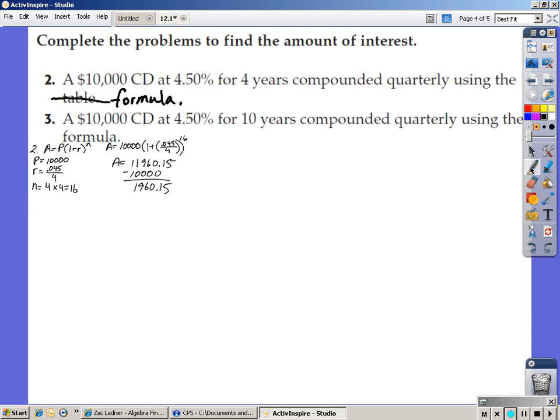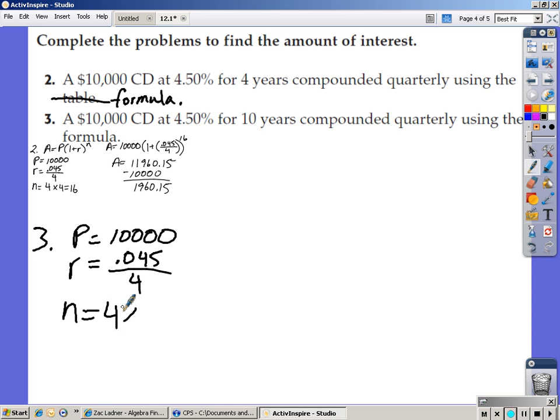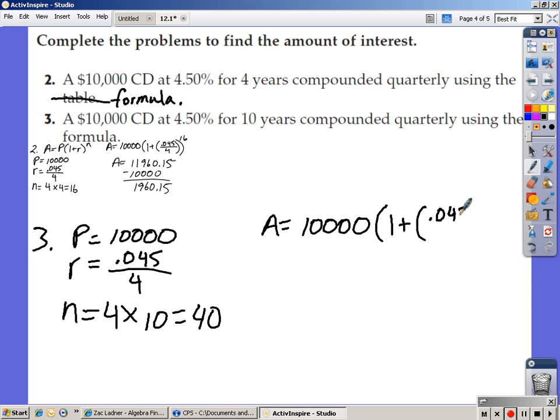All right, let's go ahead and work number 3. Okay, P is 10,000, R is 0.045 divided by 4 again, and N, it's quarterly, so it's 4 times the number of years. 4 times 10 is 40. So A equals 10,000 times 1 plus 0.045 divided by 4 to the 40th power.